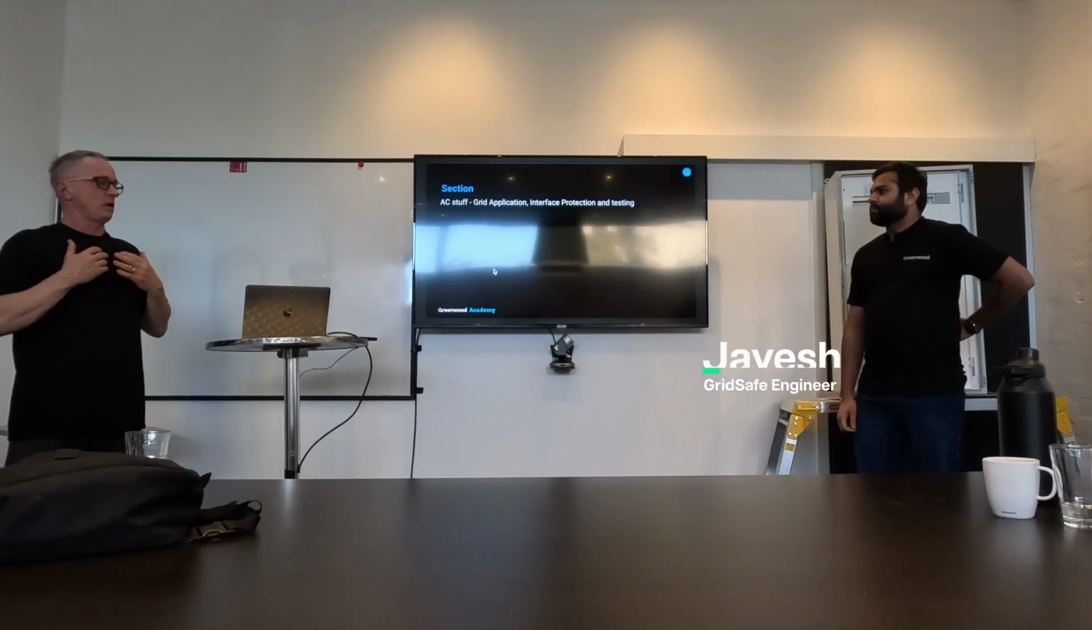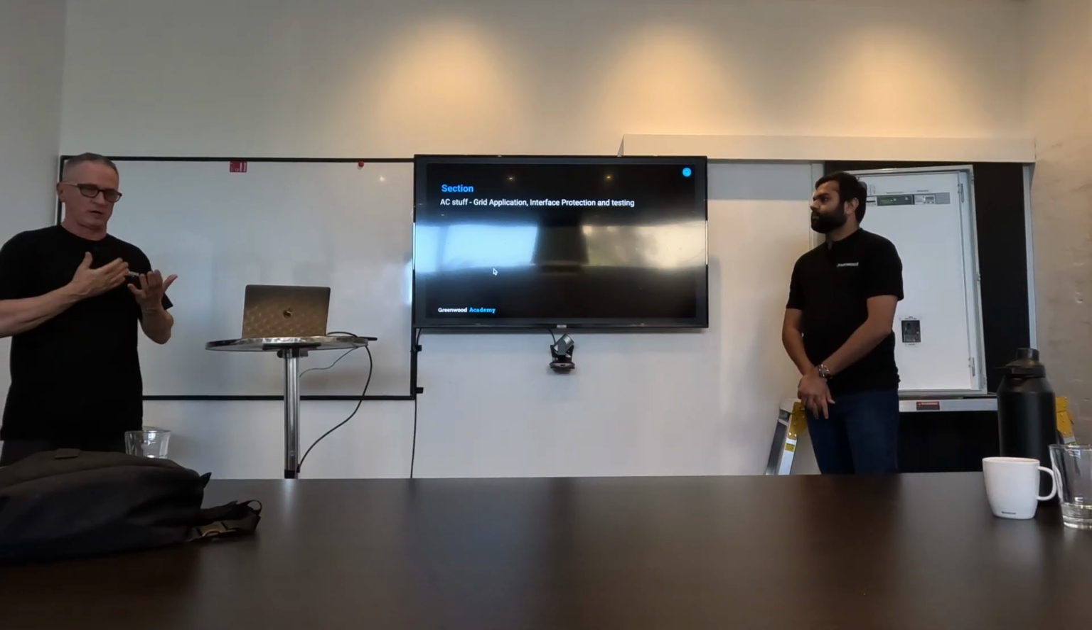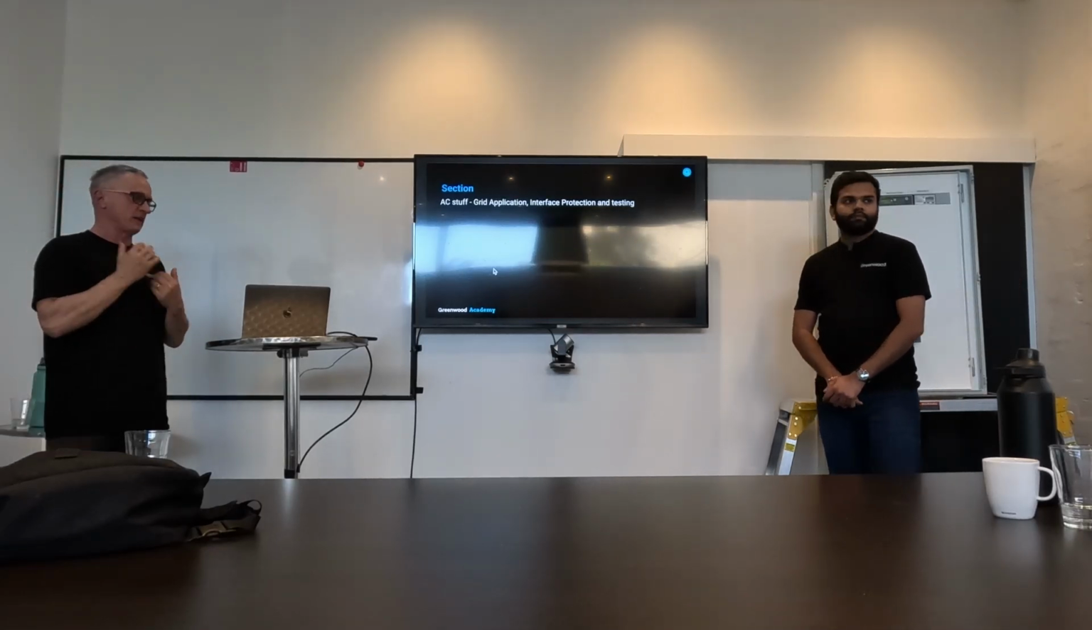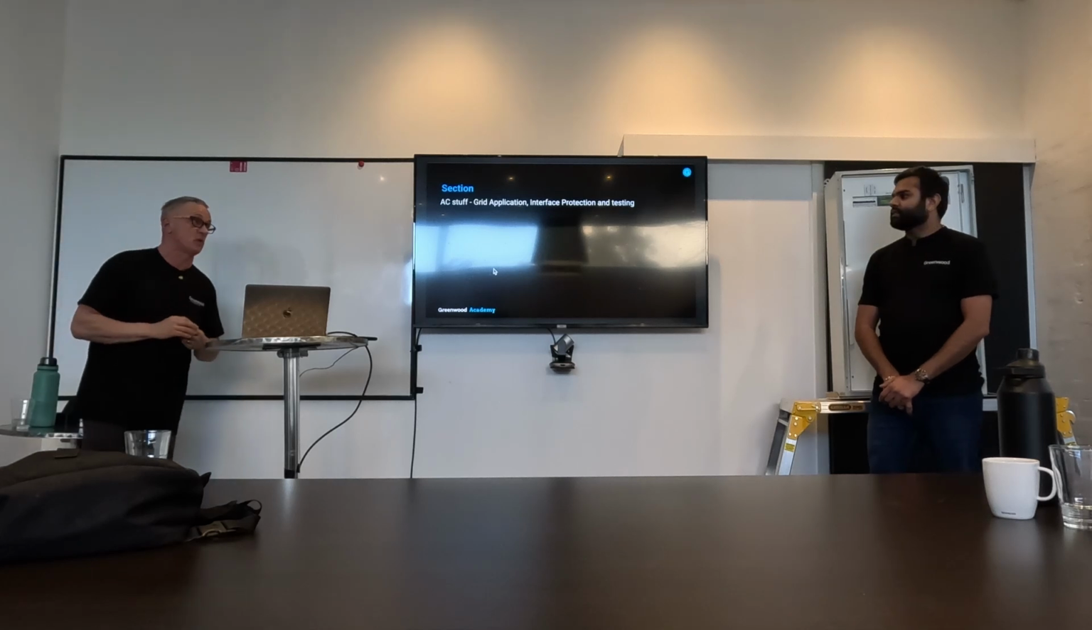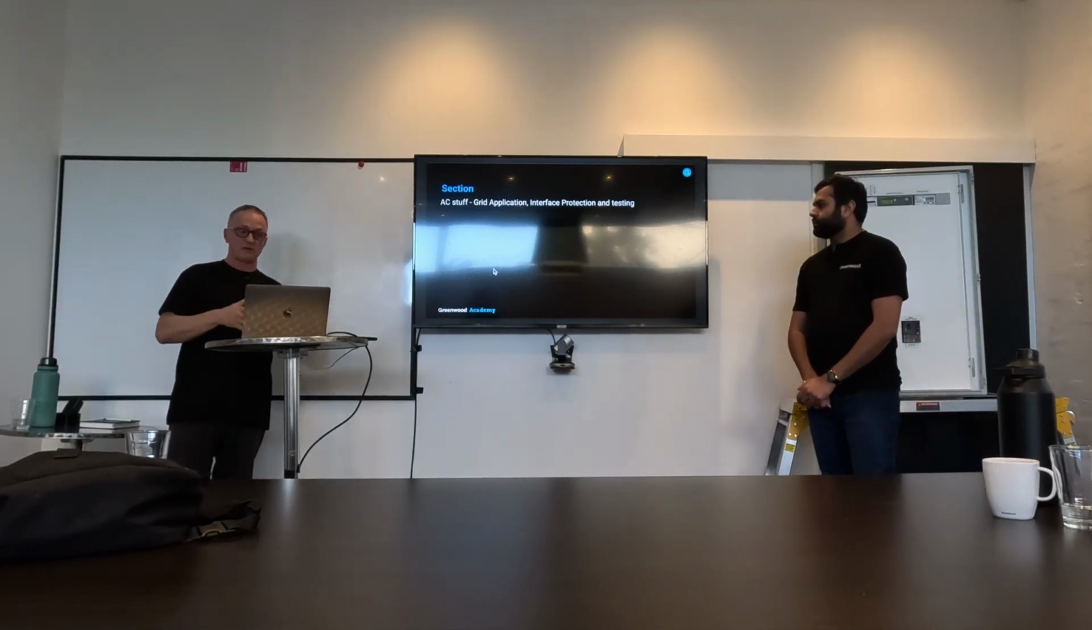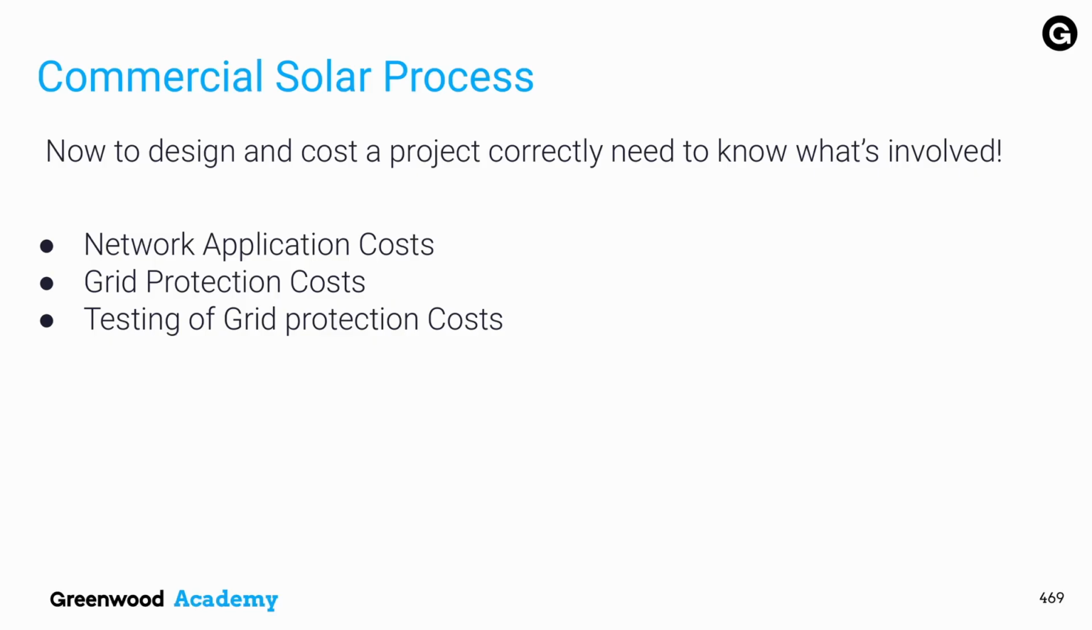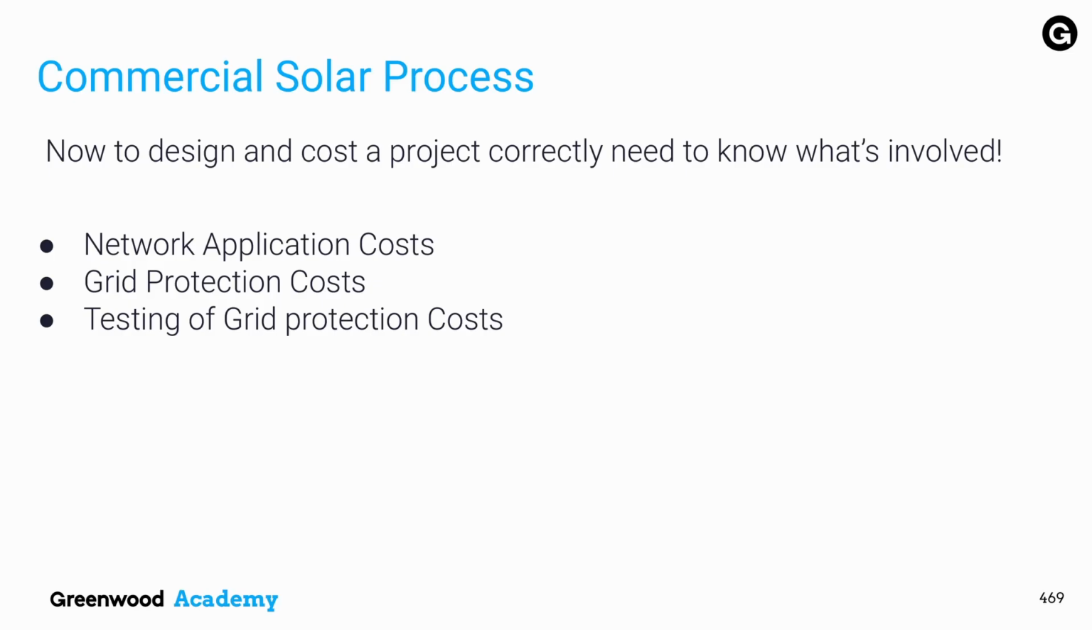We're gonna double team on the AC side. So we're gonna look at cables, we're gonna look at cable tray, we're gonna look at the sizing of breakers, we're gonna look at AS3008, how we do that. We're talking about network application costs, grid protection costs, and the testing of the grid protection costs. In other words, the interface protection costs. So I'll give the overview of what the cost will involve.